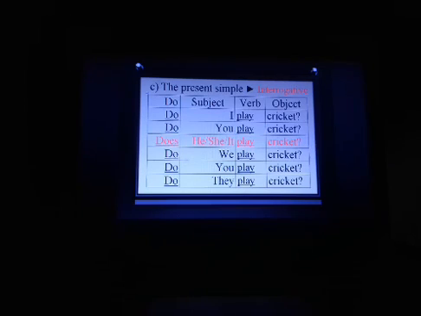Number one, do I play cricket? Do you play cricket? Does he or she play cricket? Do we play cricket? Do you play cricket? Do they play cricket? Actually, we just put do or does at the start of a sentence. Then it will be present simple tense interrogative.